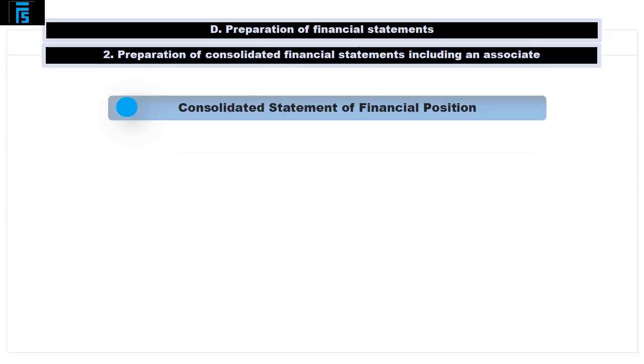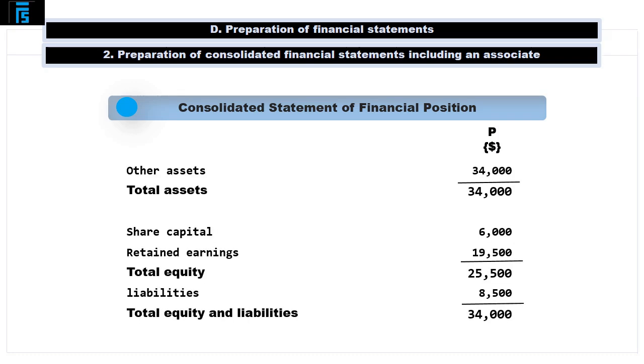Let us now put all of the pieces together in the consolidated statement of financial position as at the 31st of December 2017. We begin with other assets, that is the sum of the two numbers coming from the books of P and S, so that's 20,000 and 14,000, giving €34,000. In light of the fact that there was no goodwill generated upon the transaction, that result is also the figure for total assets.